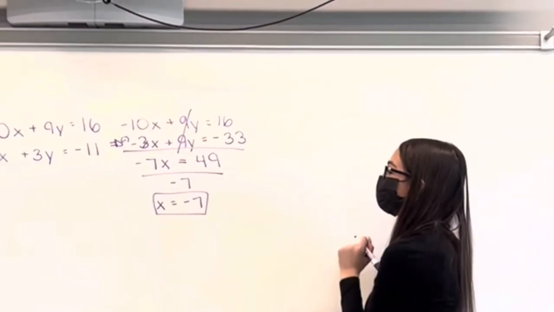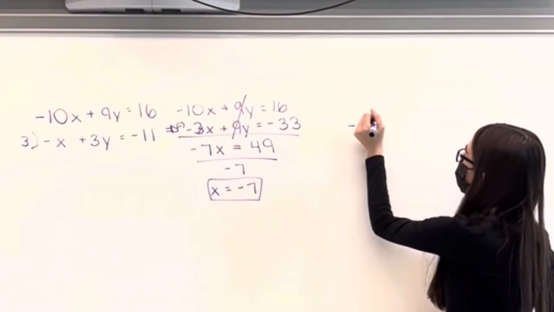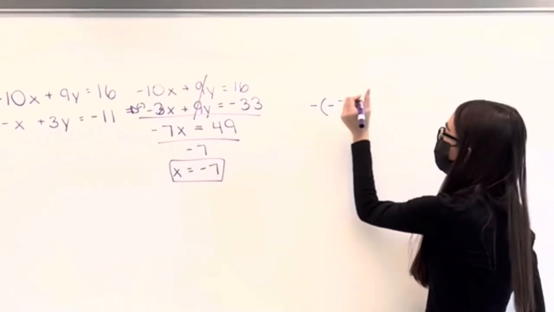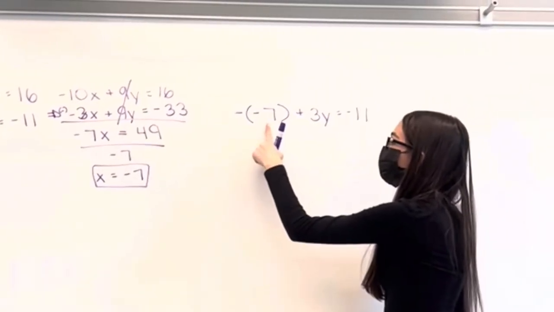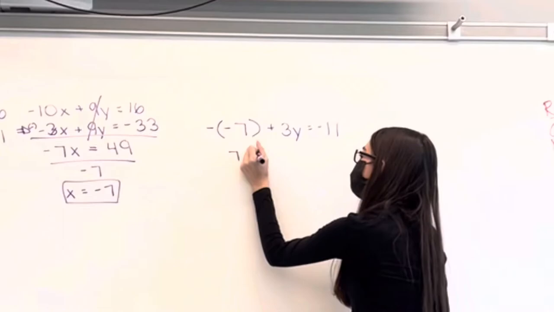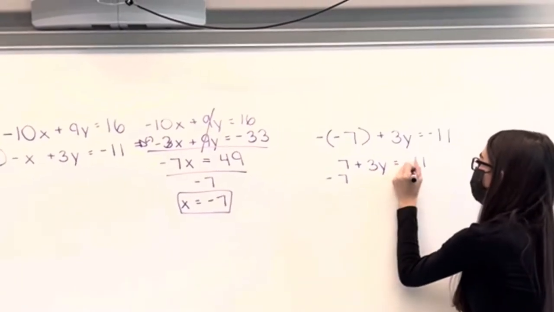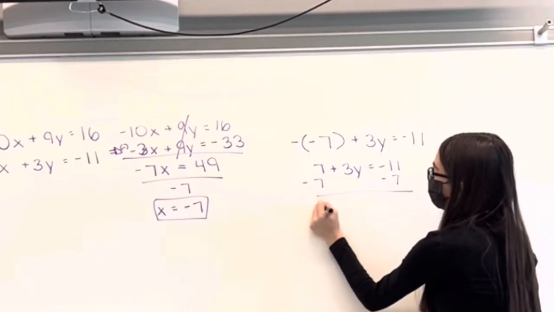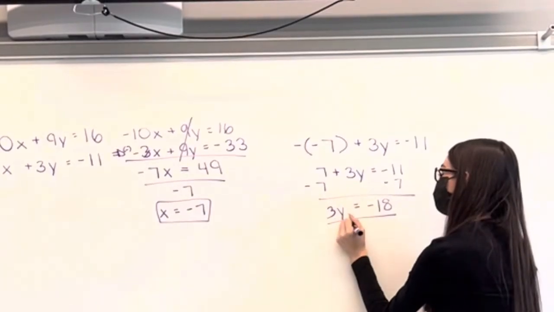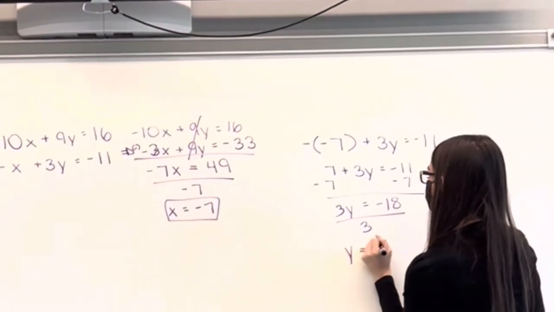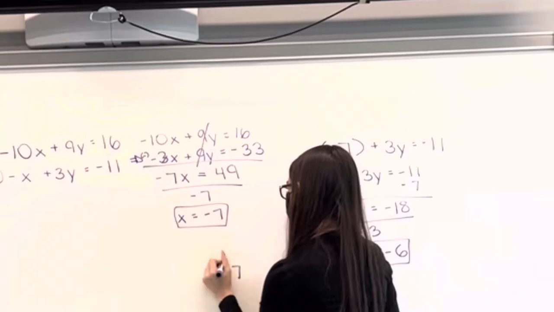Okay. To find y, we can plug the negative 7 in for x, so it's negative 7 plus 3y equals negative 11. A negative with a negative becomes a positive, so it's 7 plus 3y equals negative 11. Then we can subtract the 7, and it becomes 3y equals negative 18. To get y by itself, we divide by 3. So y equals negative 6. So the answer is negative 7, negative 6.